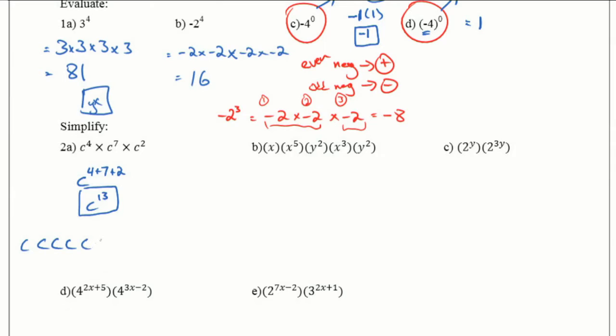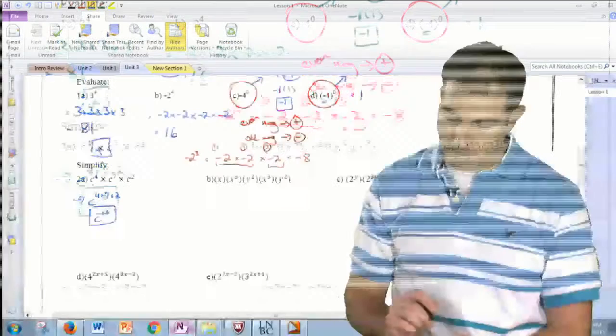There's 4, and then 1, 2, 3, 4, 5, 6, 7, and then 1 and 2, and then add them all up, and that would just be a lot of work. So we don't do it that way. We're just going to write it kind of as you see here.